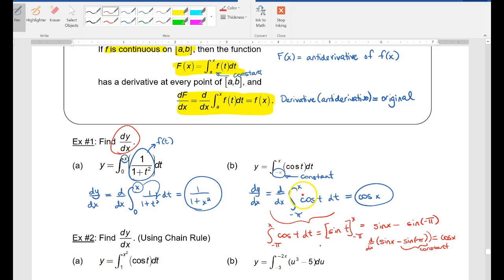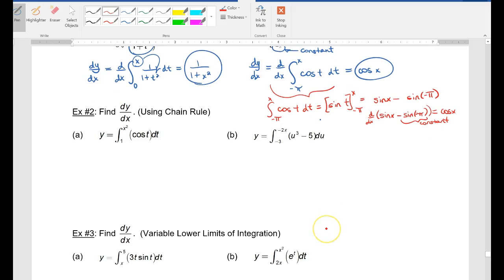When we do the derivative of the antiderivative, as long as the upper bound is a variable and the lower bound is a constant, we can apply the fundamental theorem of calculus. Now the next ones do have a lower bound. Both of these have a lower bound that is a constant, but the upper bound is not just x. For example, in A it has an x squared, and in B there's a negative 2x. So what we end up having to do here is the chain rule, and the chain rule gets applied to the exponent.